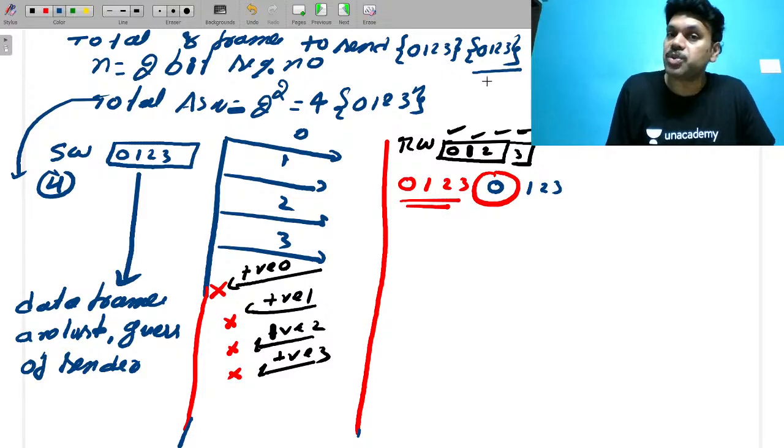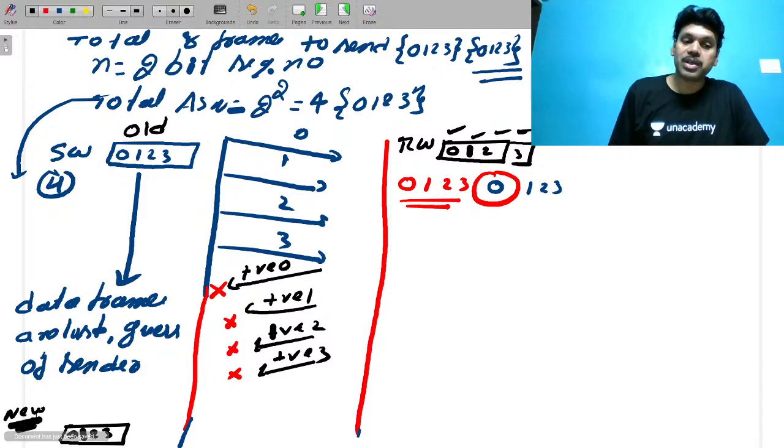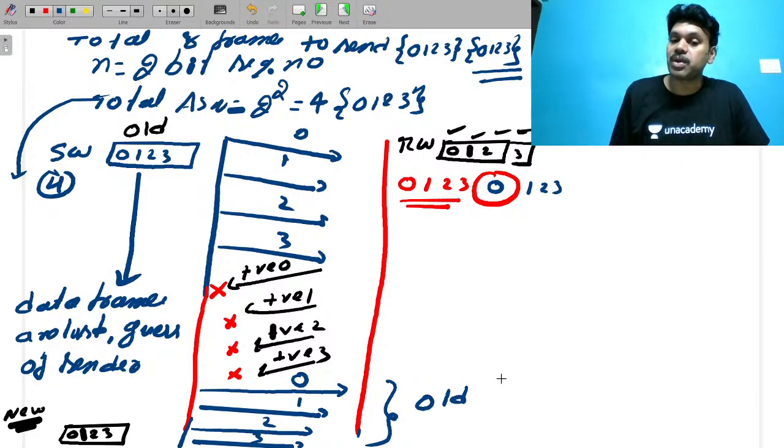Will he send new frames 0, 1, 2, 3, or will he retransmit the old frames 0, 1, 2, 3? This is your old set, and you are about to transmit new frames 0, 1, 2, 3. This is your second set. But I will not transmit the new frames, because the old frames are not acknowledged. He is retransmitting once again 0, 1, 2, 3. That means instead of sending new frames, he is sending old frames only.